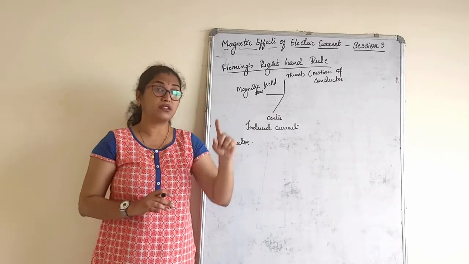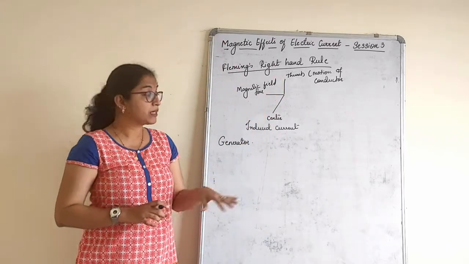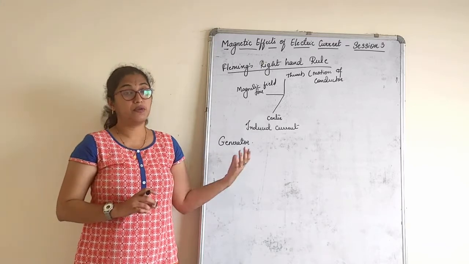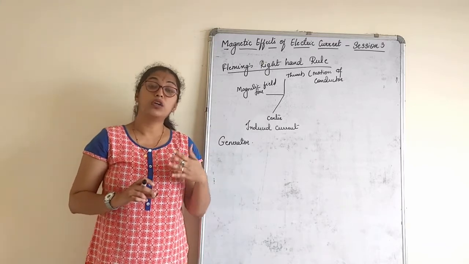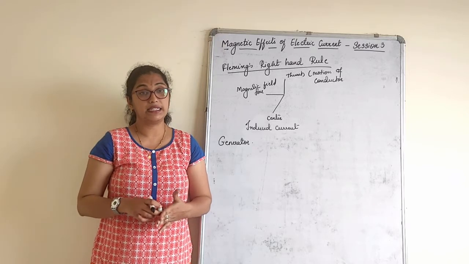Arrange your first three fingers. What is the motor rule? Fleming's left hand rule, what you have to explain. Let's understand in detail what a generator is, on what principle it works, and its construction and working.